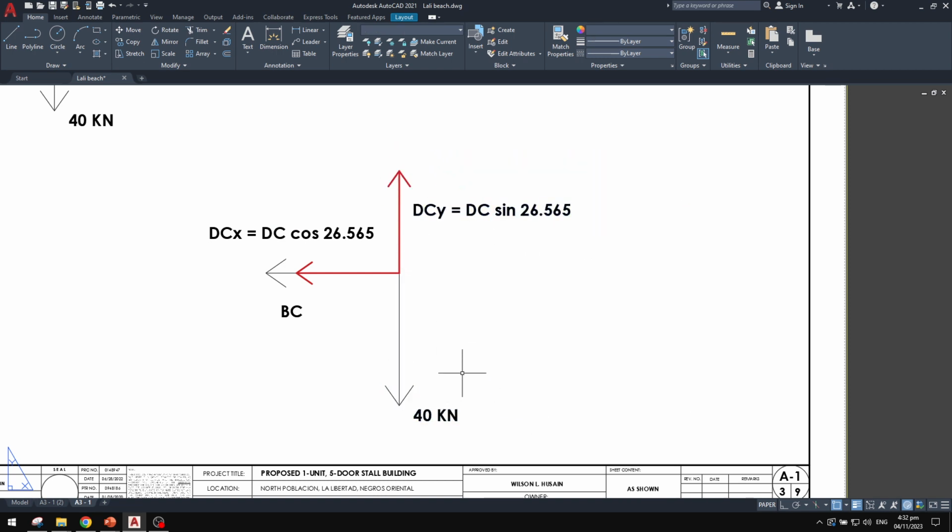DCY og 40 kN. So, kanang duha ra ang atong characters. Anyway, so the summation of forces along y is just those two, DCY and 40 kN.